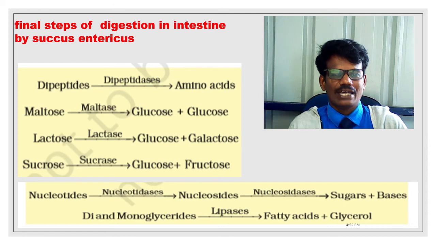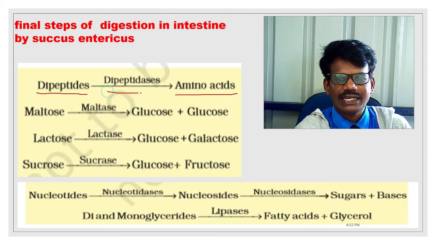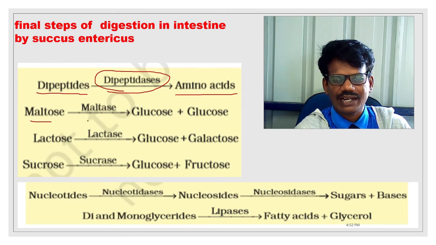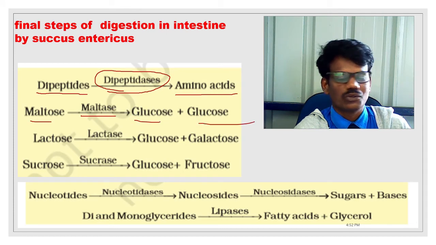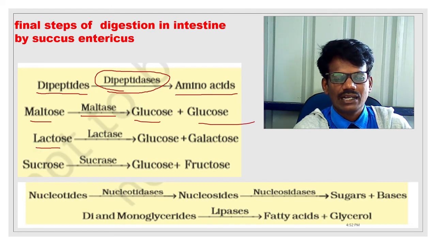First one is dipeptides. Dipeptides are converted into amino acids by the enzyme dipeptidases. Then maltose, a disaccharide, is acted upon by maltase and converted into glucose and glucose. So the monomers of maltose are glucose and glucose. Then the lactose that is present in milk is acted upon by lactase and converted into glucose and galactose. So lactose is converted into glucose and galactose by the enzyme lactase.